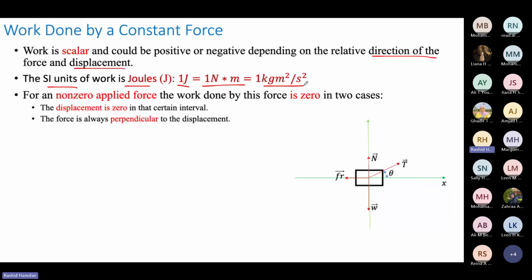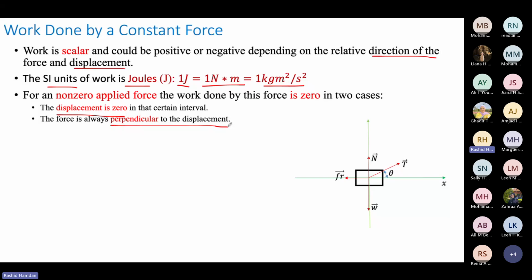Now, if we have a non-zero force, there are two cases for it to do zero work. Either the displacement is zero, so there is no displacement. Of course, no displacement doesn't mean no motion. I can start from a point, move, and return to the same point. Or I'm not moving at all. In that case, all the forces are doing zero work. Or the force is perpendicular to the displacement, which means that it has no component in the direction of the displacement.